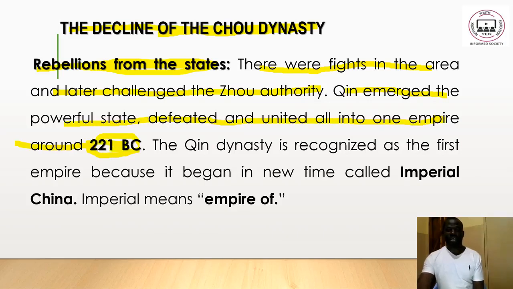So the Qin state became one powerful state that defeated the Zhou authority. So the Qin dynasty is recognized as the first empire because it began the new time that was called imperial China. So imperial means the empire of, the empire of.